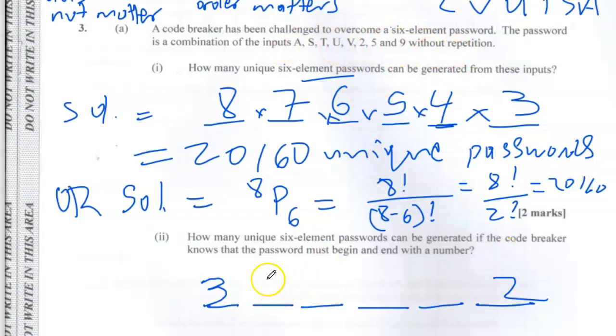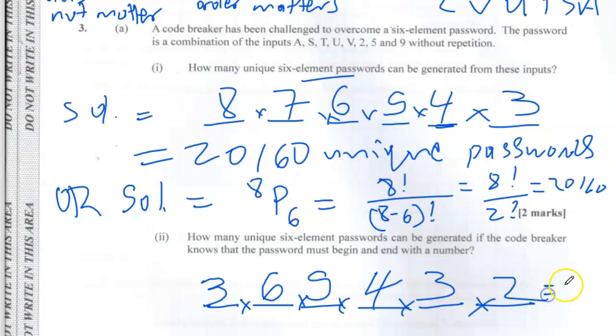So in the second slot, we can pick any of 6 characters. In the third slot, any of 5 characters. In the fourth slot, any of 4 characters. And in the final slot, any of 3 characters. So multiply them, and we'll end up with 2,160 unique passwords if the password should begin and end with a number.